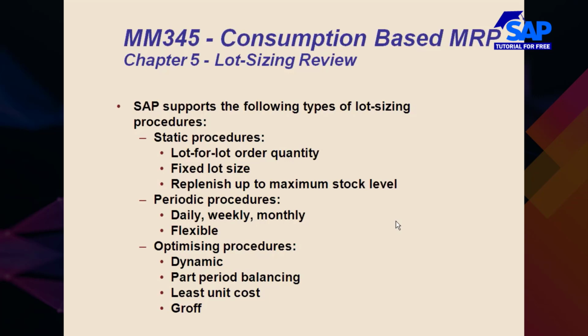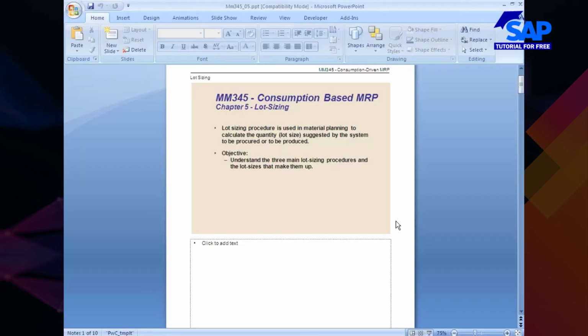In case of static, you have something called fixed lot size, lot for lot order quantity and replenish up to maximum. In case of periodic lot sizing procedures, you have daily, weekly, monthly and lot size based on the specific period or a flexible period. And then in case of optimal lot sizing, dynamic lot sizing procedure, part period balancing, least unit cost, drop reorder point plan. These are the five or four plans. This is basically a PP concept. Okay, so with this we are concluding MRP.